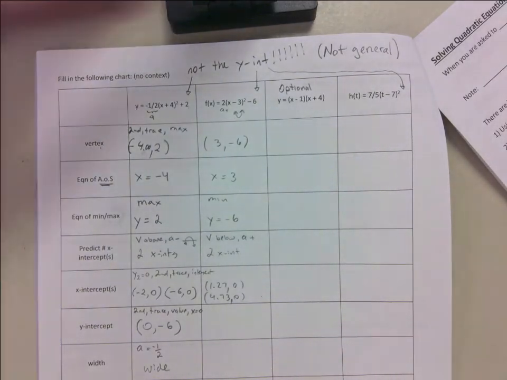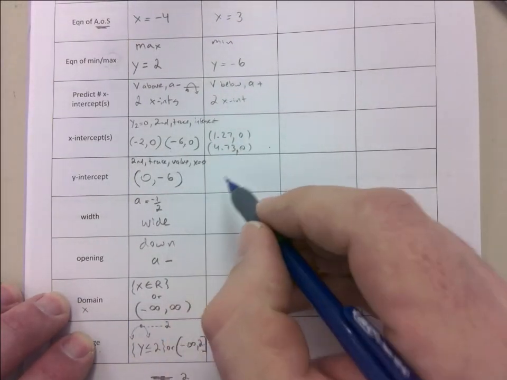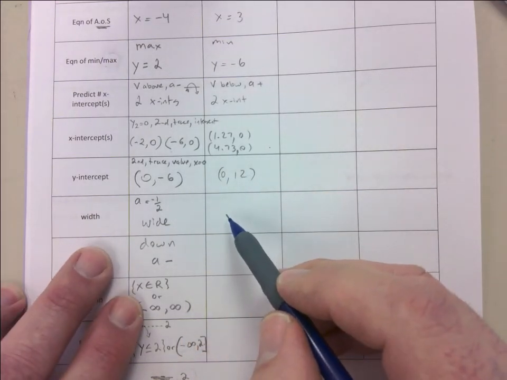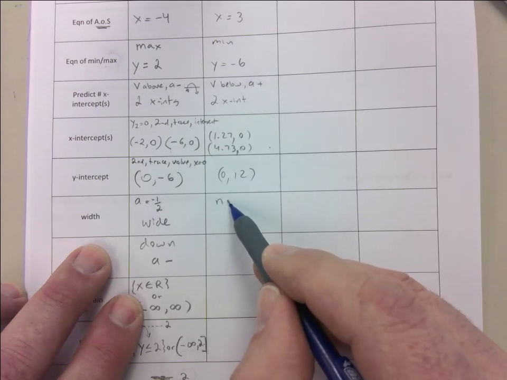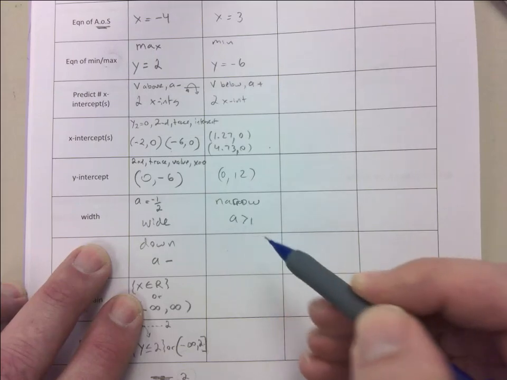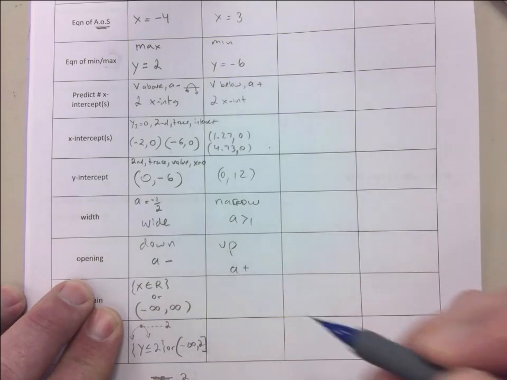Okay. The y-intercept itself is 0.12. You got to use second trace value for that. This is going to be a narrow curve because A is greater than 1. It's going to open up because A is positive.